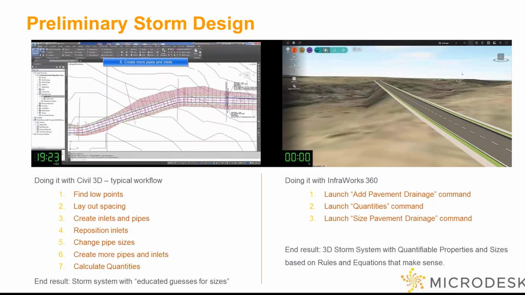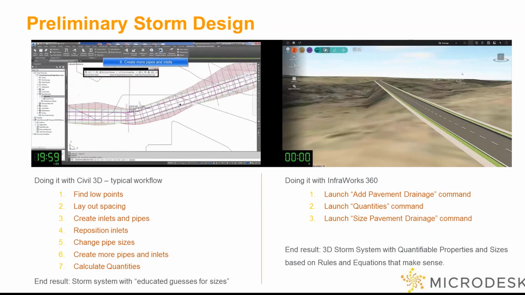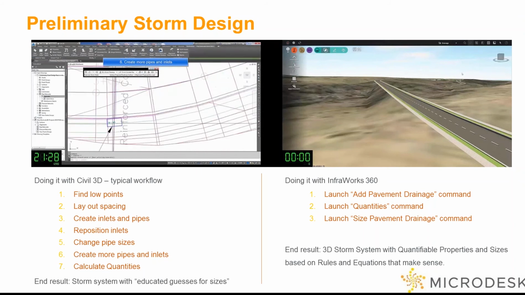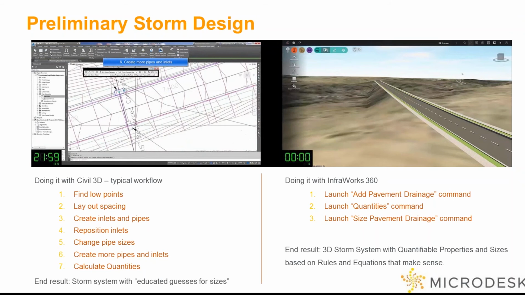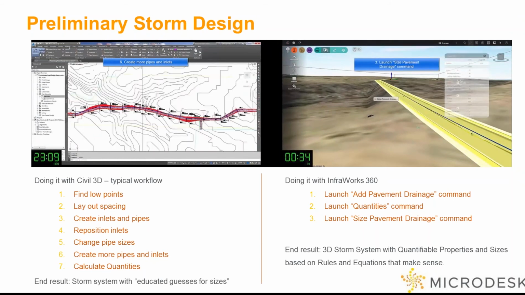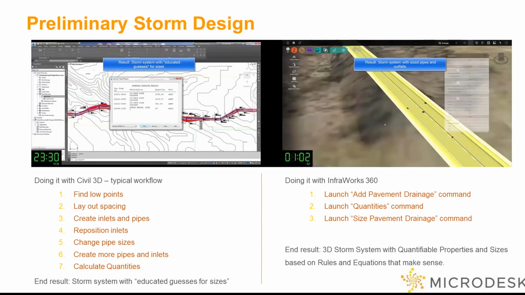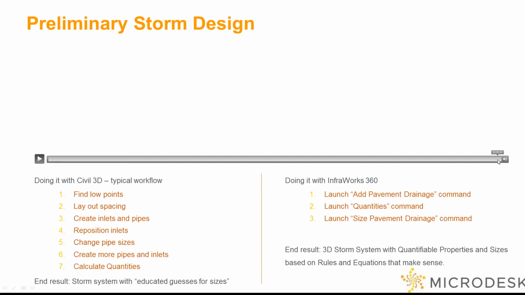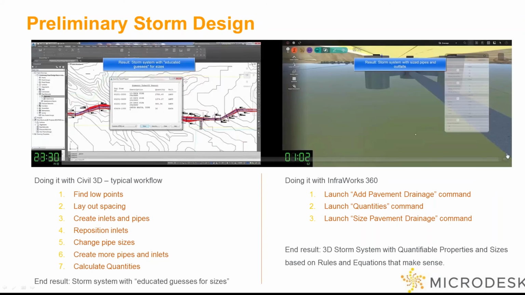Really all you have to do is select a road, and then you can right-click and choose the Add Pavement Drainage command, and it will actually go through, and again, based upon standard assumptions and rules, it will generate all of the pavement drainage for that road section. You can then launch the Quantities command, which will bring up a contextual panel, if you will, listing all of the content that it's developed for you. And then you can just click the Size Pavement Drainage, and it'll actually go through and size everything out to where it needs to be.